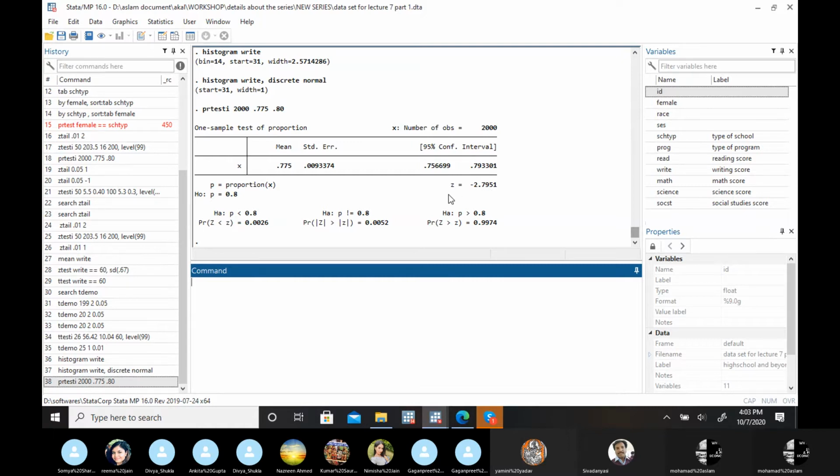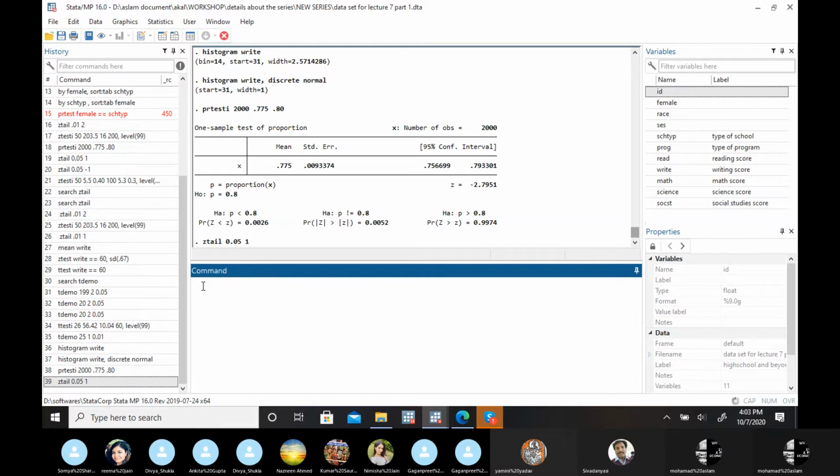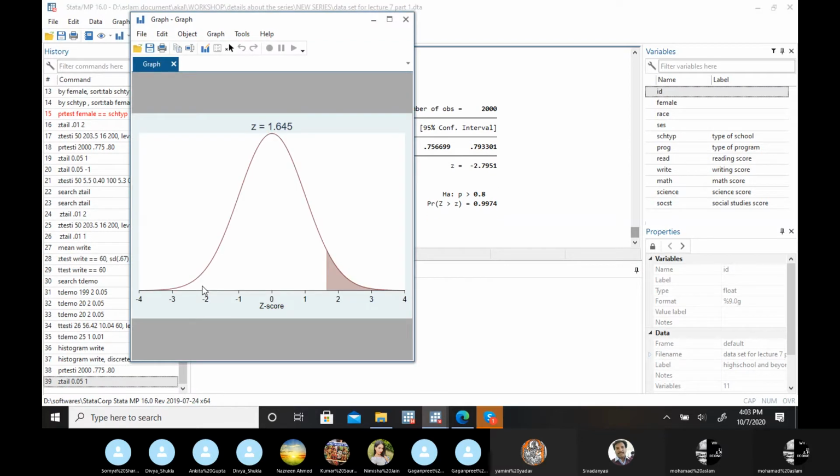If you go with the critical value approach, then you need a critical value for this particular case. So this is the 5% level of significance, so you have to type Z tail 0.05 one-tailed test. So let's see the critical values. The critical value is 1.64.